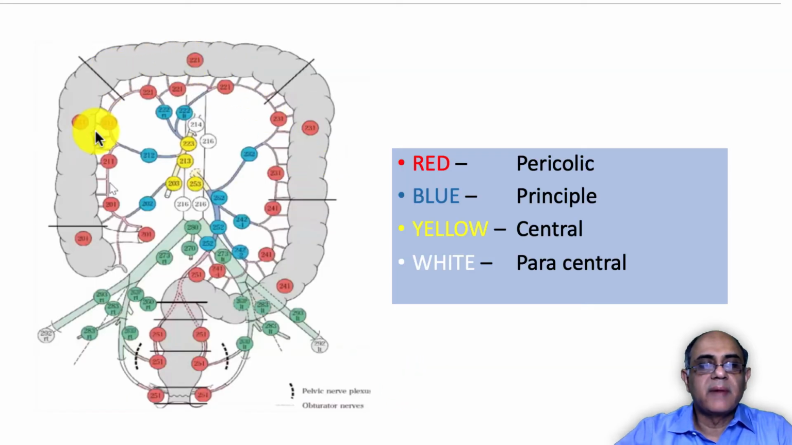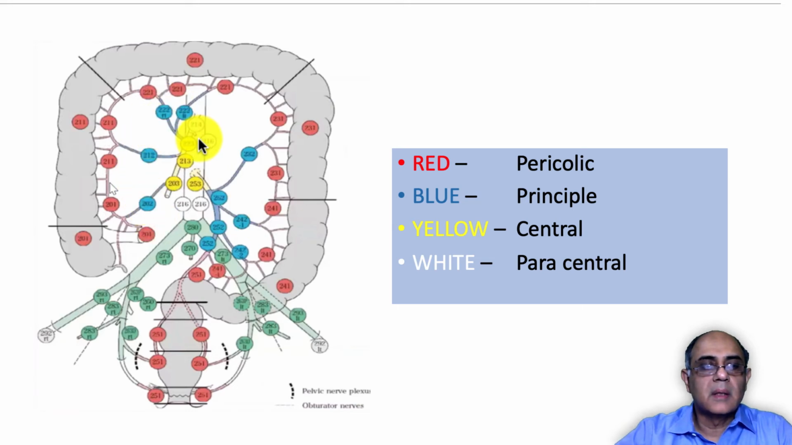So this is the lymphatic slide. 3 stations, red, blue and yellow. So red stations are the pericolic stations, pericolic or epicolic. You can see they are present on the marginal artery of Drummond. Then come the main vessels, the ileocolic branch of the superior mesenteric, the right colic, the middle colic, the left colic branch of the inferior mesenteric. These blue, they are called the principal lymph nodes.